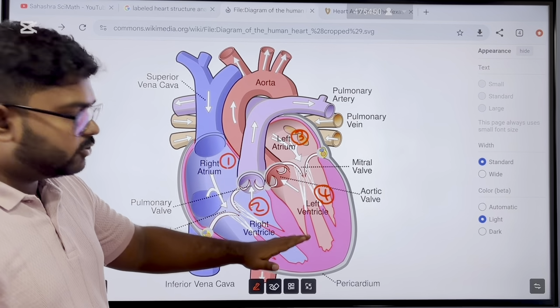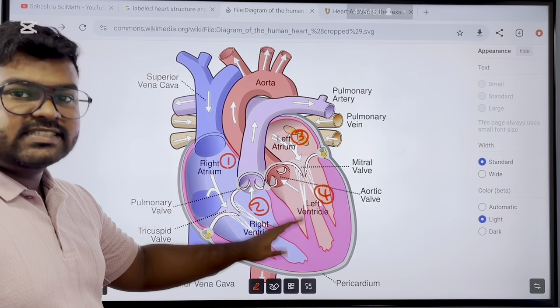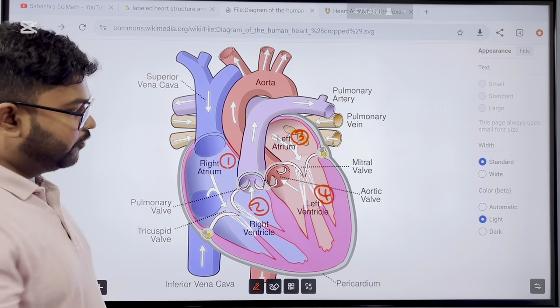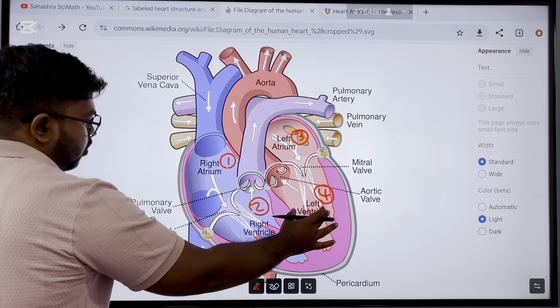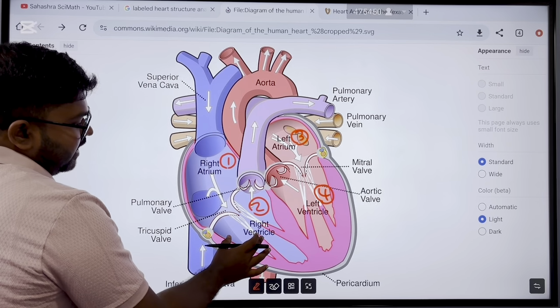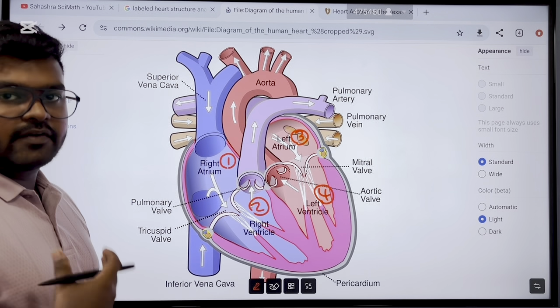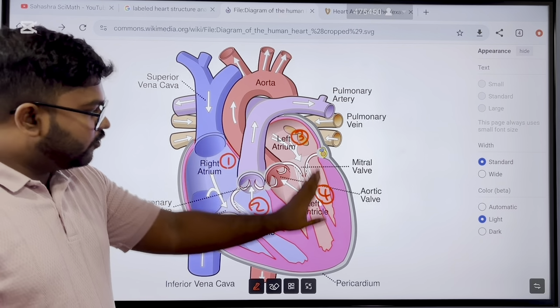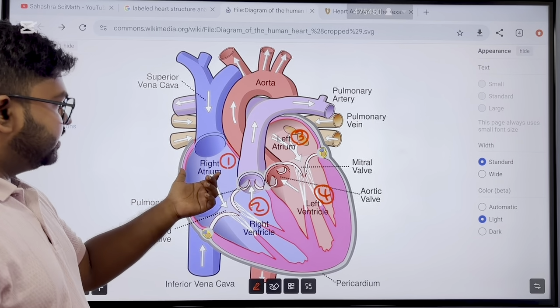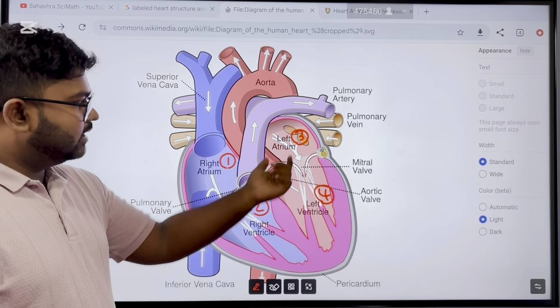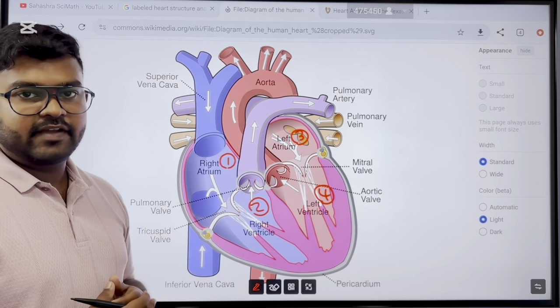Similar to that, these lower chambers are called ventricles. The ventricle on the left side is called the left ventricle. The ventricle on the right side is called the right ventricle. So these are the 4 chambers of the heart: right atrium, right ventricle, left atrium, left ventricle.